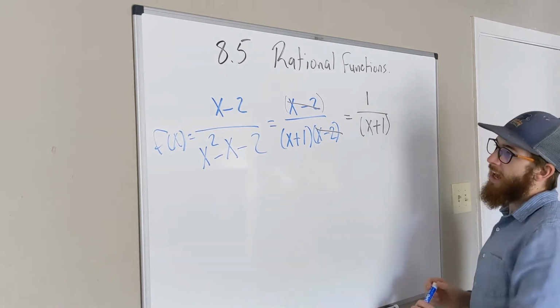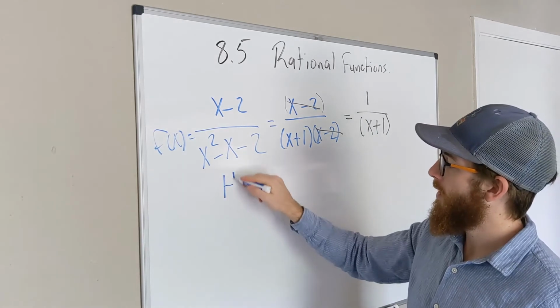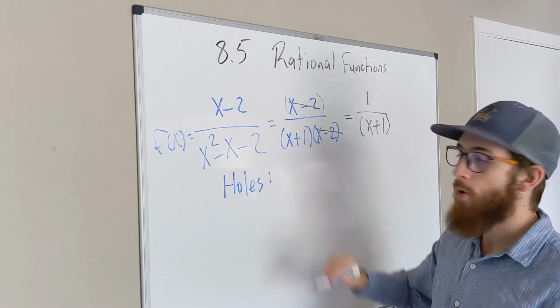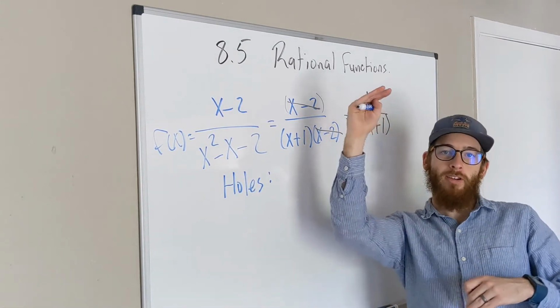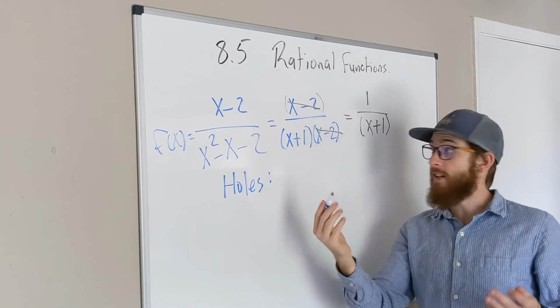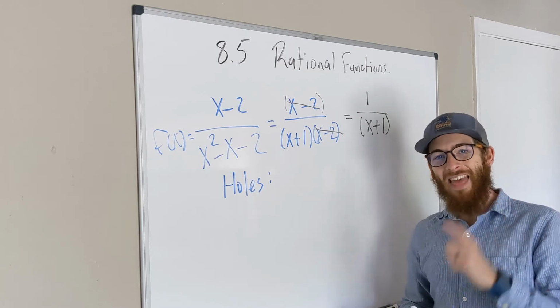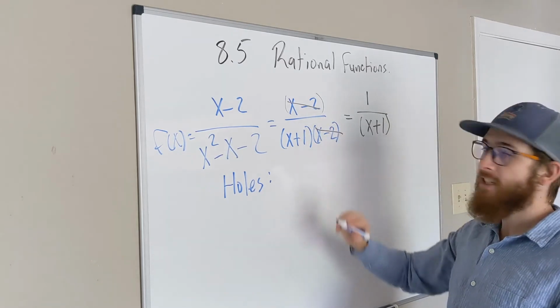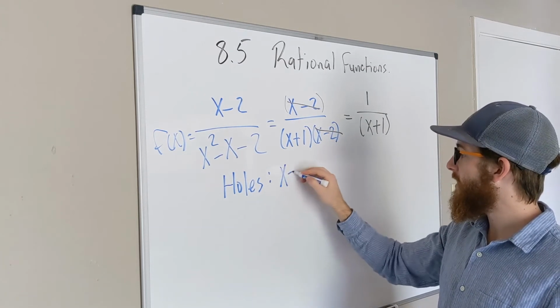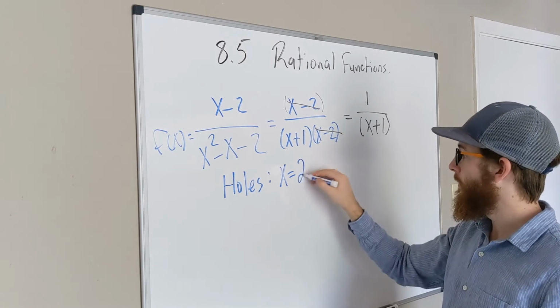First, let's look at holes. Okay, were there any common pieces in the numerator and the denominator? Yes, x minus 2. So how do I find the holes? I set that piece equal to 0. X minus 2 equals 0, x equals 2.